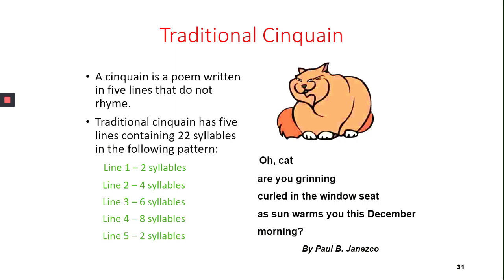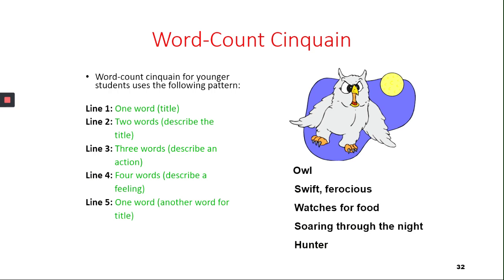Example: "Oh cat, are you grinning? Curled in the window seat as sun warms you this December morning," by Paul B. Hanesco.